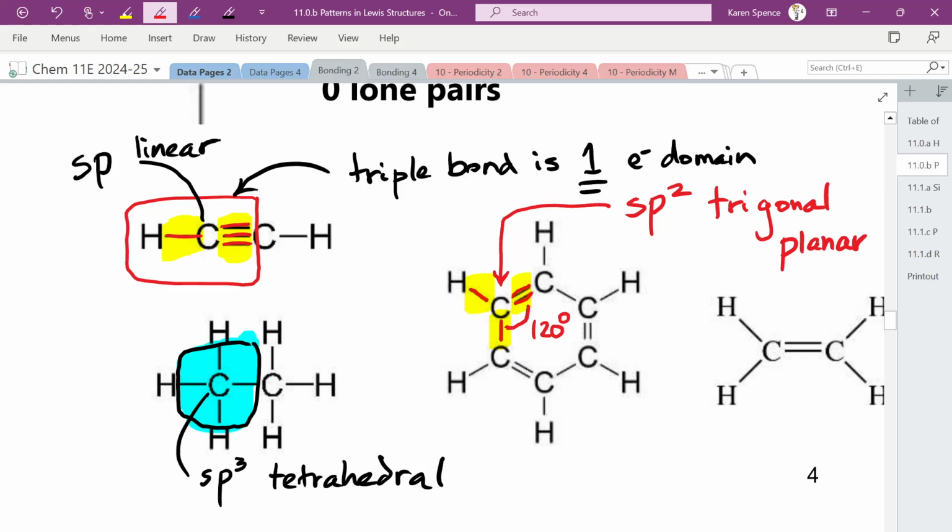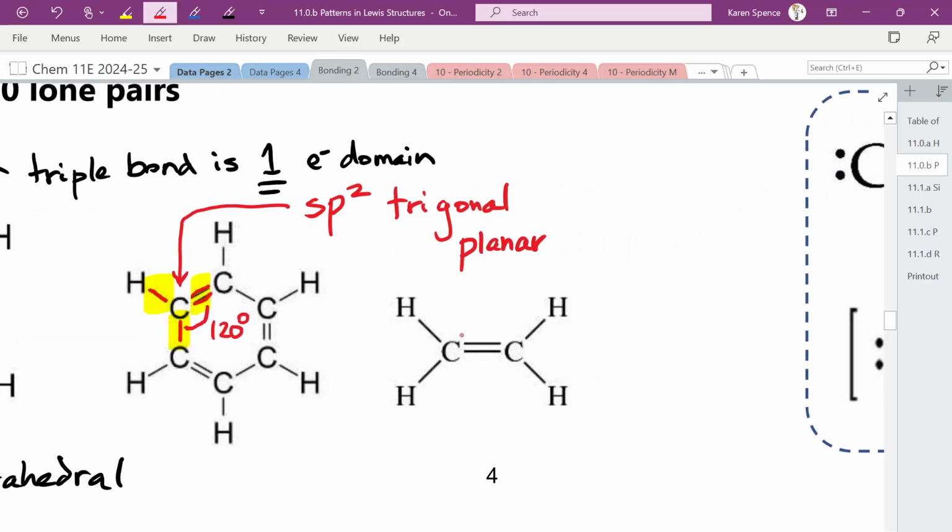Let's see if I have one of those kicking around here. Oh yeah, okay. So here we have single bond, double bond. So we have one electron domain, two electron domains. A double bond is one electron domain. And you can see that we get a 120 degrees and a 120 degrees. Okay, trigonal planar. It's in one plane.